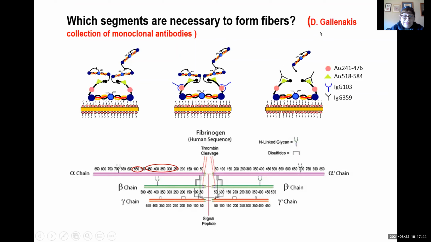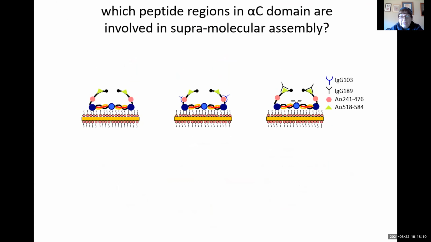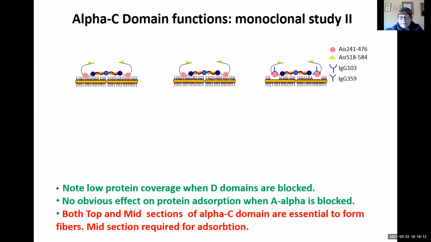Dr. Galanakis is really one of the treasures that we have at Stony Brook, and in his entire career has spent producing antibodies and knowing every single piece of the fibrinogen molecule. And by a selective binding to different parts of the fibrinogen molecule, we determined that the regions responsible for making the fibers are the very edges and the regions at the very edge of the alpha C domain.